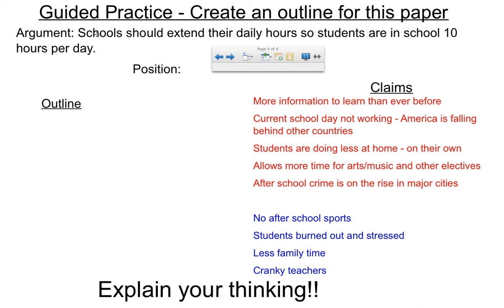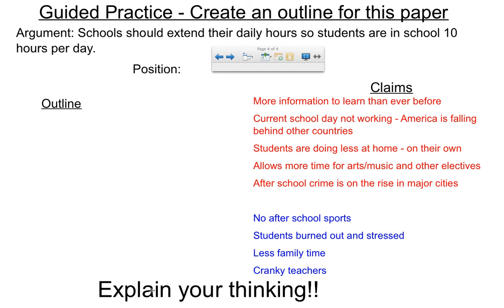So the argument is that schools should extend their daily hours so students are in school 10 hours per day. So take a look at these claims. You're going to pause the video, read through these, select which ones you think are strong reasons why we should extend the school day. Write your position. And then you're going to pick the ones that you'd put in your paper, and then select one of these blue ones, which is the opposite viewpoint, and put it in there.